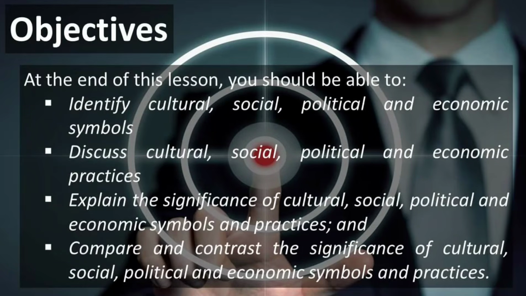Today, we are going to talk about the significance of culture, social, political, and economic symbols and practices. For today's objectives, at the end of this lesson, you should be able to first, identify cultural, social, political, and economic symbols. Second, discuss cultural, social, political, and economic practices. Third, explain the significance of cultural, social, political, and economic symbols and practices. And fourth, compare and contrast the significance of cultural, social, political, and economic symbols and practices.